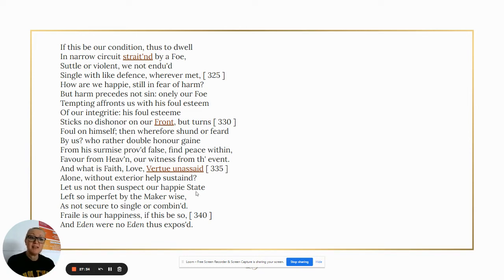And then she says, "let us not then suspect our happy state, left so imperfect by the Maker wise, as not secure to single or combined. Frail is our happiness, if this be so. And we're not Eden, thus exposed." Are we really living in Eden if it's an Eden that can so easily be altered by this enemy?